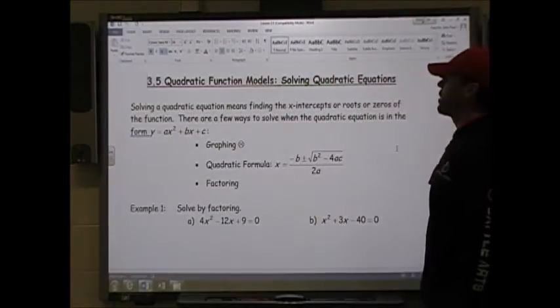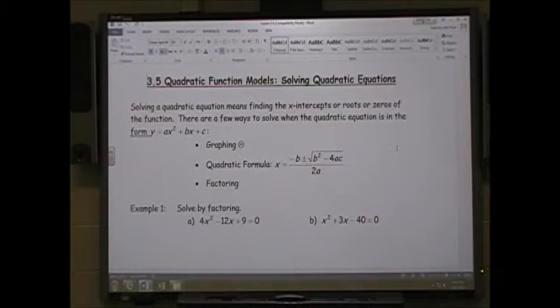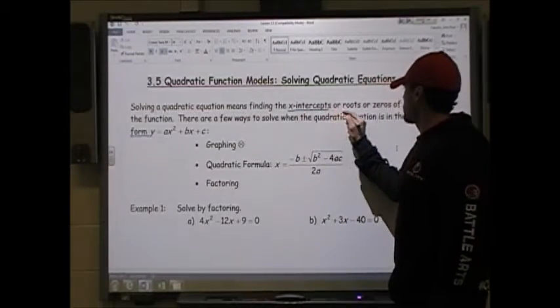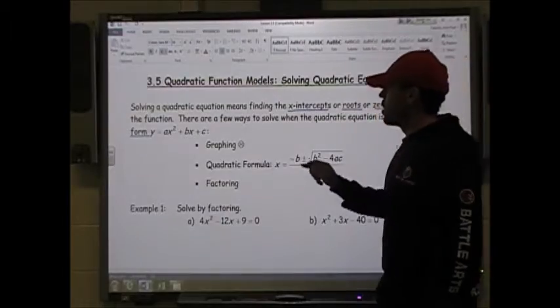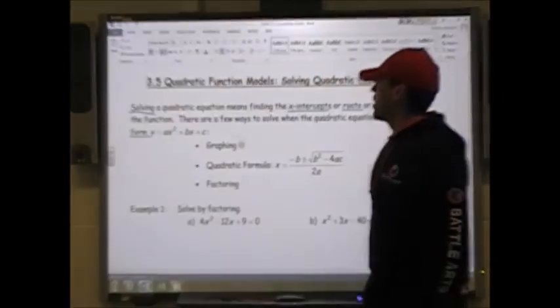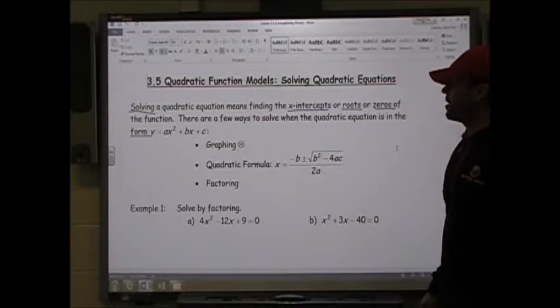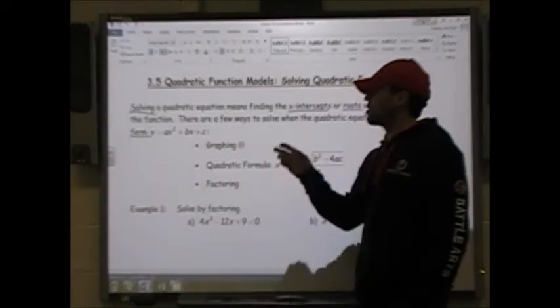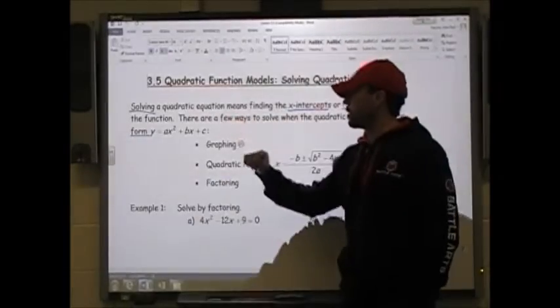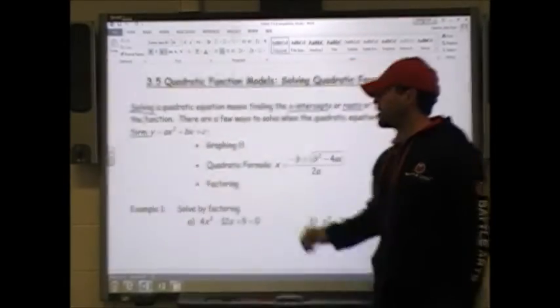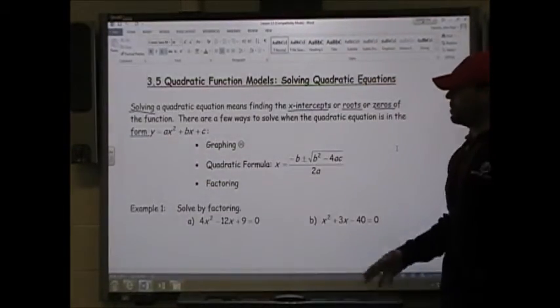It says solving a quadratic equation means finding the x-intercepts or roots or zeros. Okay, so x-intercepts, roots, zeros, or solutions, they all mean the same thing, where they cross the x-axis. And you're finding the solutions, or x-intercepts, or roots, or zeros of the function. There are a few ways to solve when the quadratic equation is in standard form. Well, number one would be graphing.